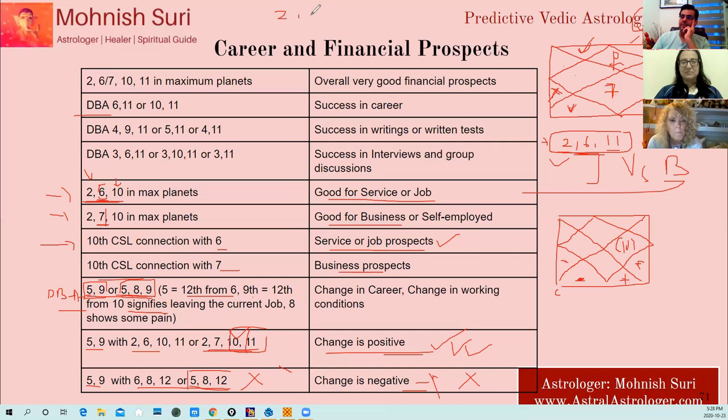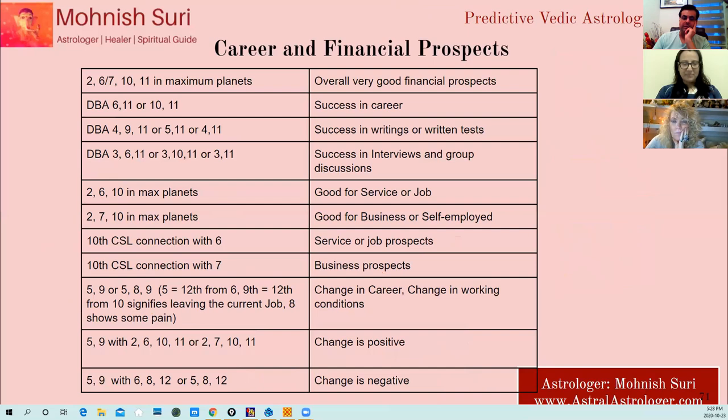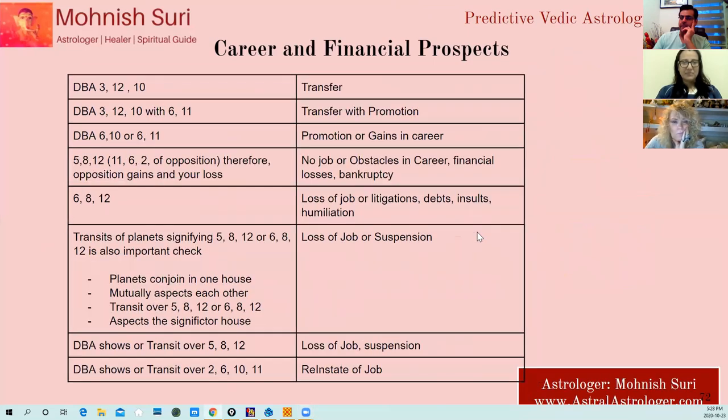2, 6, 10 in DBA means you are making money. 5, 8, 12 in DBA means you are losing money. That's clear. We'll do some exercises here to just show you this. So let's see what we have next.